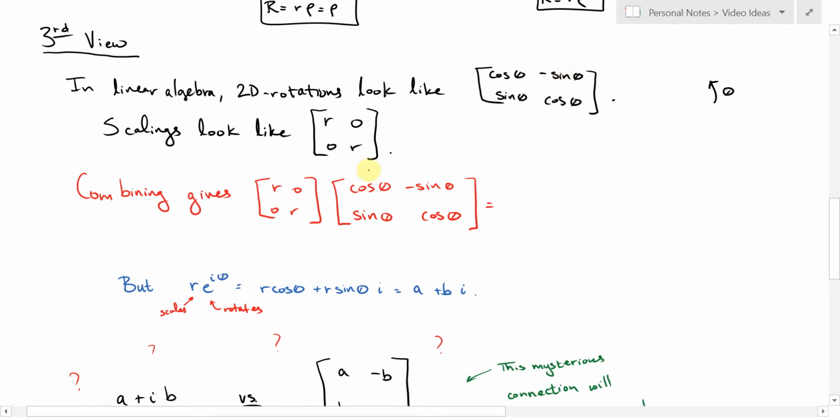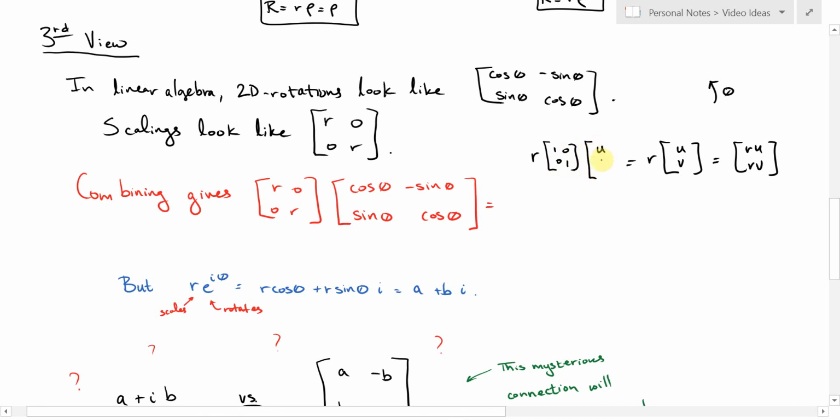If you're not convinced of that, what does a scaling look like? If you have a vector (u, v) and you want to stretch it by a factor of r, you would just multiply it by r, so that it would be r times u and r times v. You'd separately scale the x and y components. But I claim that's the same as r times the identity matrix. The identity matrix doesn't do anything. It's like multiplying by 1.